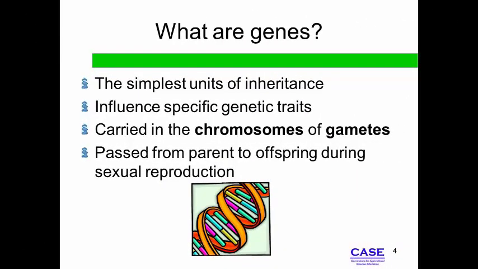Genes are the simplest units in inheritance. Genes are carried in chromosomes, which you heard about earlier in this lesson during the birth of pollen and egg cells video. Genes are passed from one parent to offspring through the process of meiosis, fertilization, and mitosis.